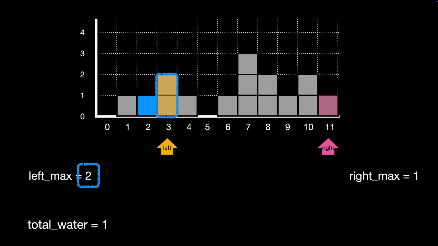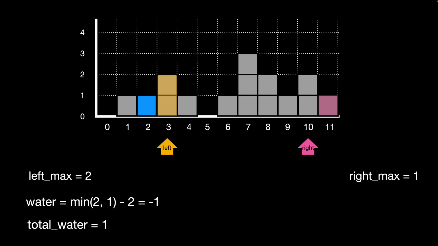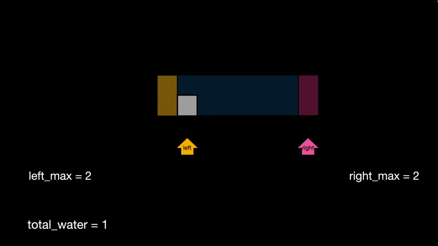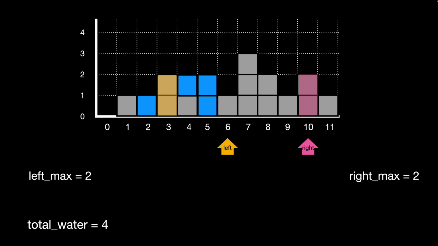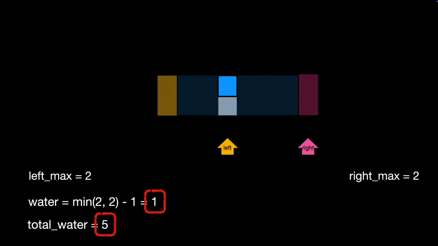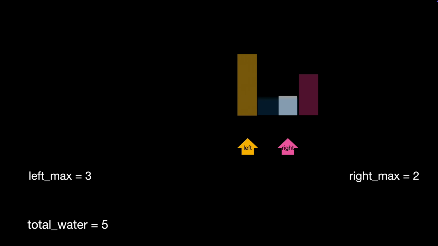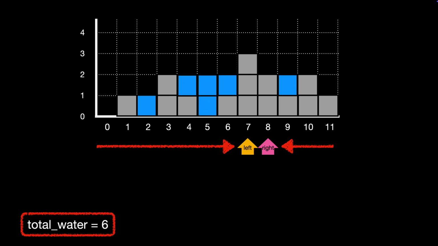Now left max is 2 and right max is 1. Right max is smaller. That means we move the right pointer one step to the left. At this new right position, right max is 1 and the current height is 2. 1 minus 2 is negative, so again, no water is trapped. We skip it. We continue this process, moving whichever side has the smaller max height, calculating how much water can be trapped at that step and adding it to the total. We repeat this until the two pointers meet in the middle. And that's it. That's the two-pointer approach in action.